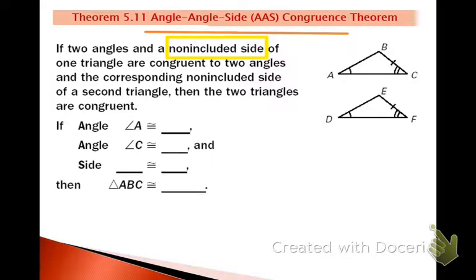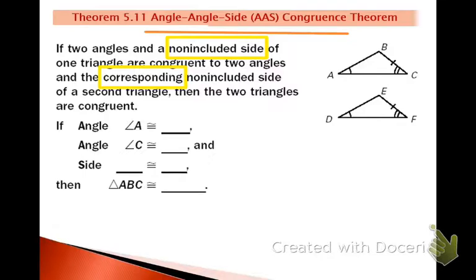A non-included side. What do you think non-included means? Non in between, okay? If 2 angles and a non-included side of one triangle are congruent to 2 angles, and the corresponding, go ahead and underline that or box it in, corresponding non-included side of a second triangle, then the 2 triangles are congruent. So fill in the blank, and then I'll explain why it says corresponding in a second.